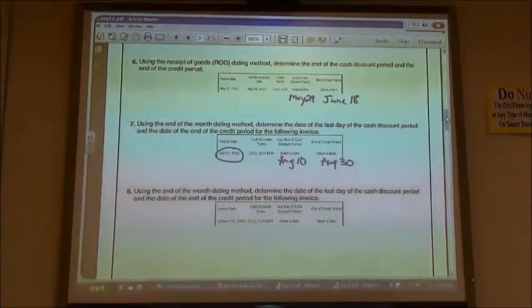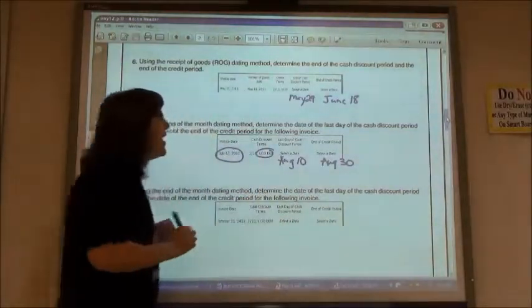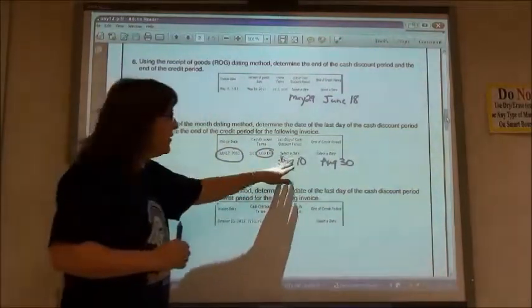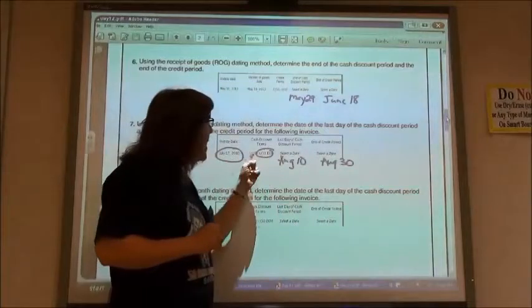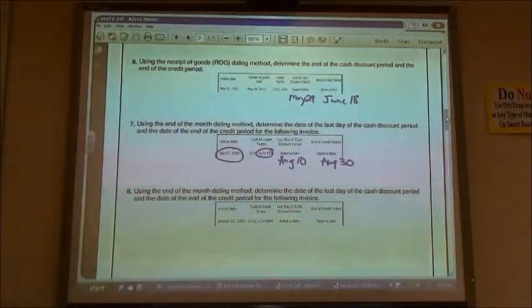So when you're doing the end of the month dating method, and you'll see that EOM after that, end of month, it's either going to be on the 10th or the 30th if it's 10 and 30 for my cash terms and my net discount terms.